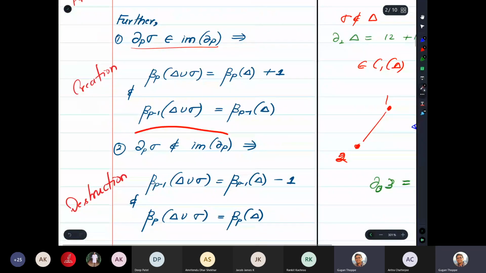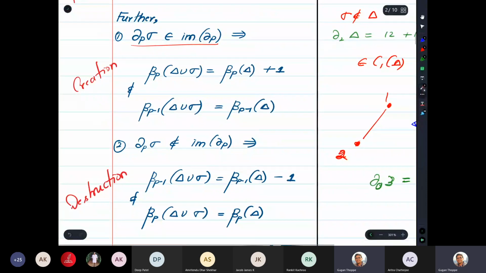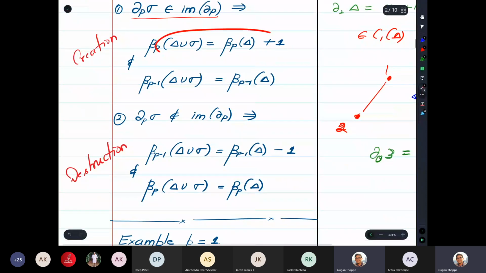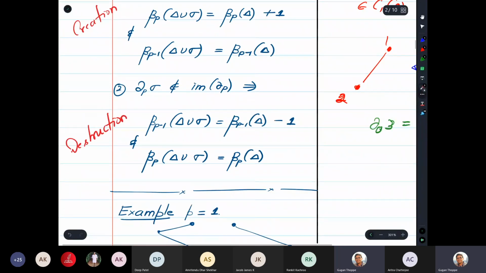On the other hand, if this condition does not hold true, then you are not going to create a p plus 1 dimensional hole. Instead, you are going to destroy a p dimensional hole.